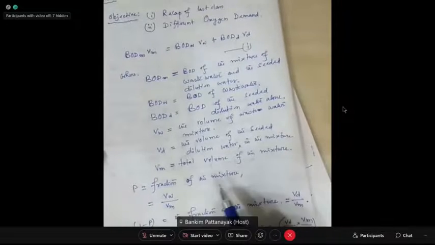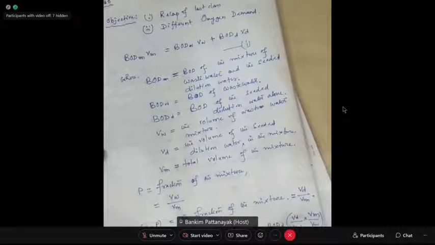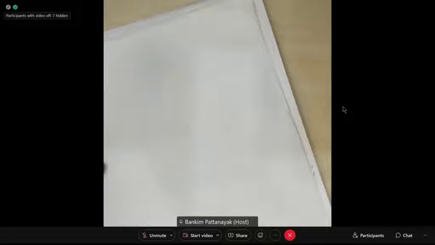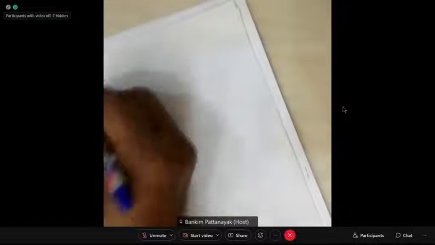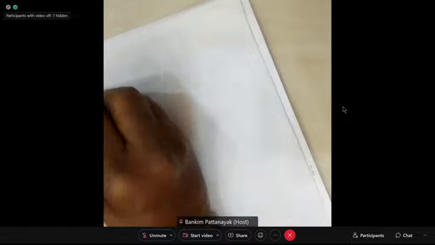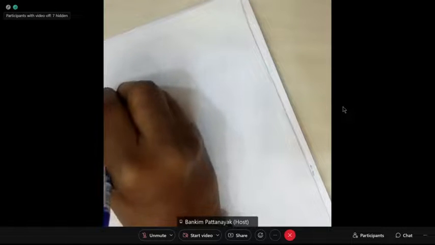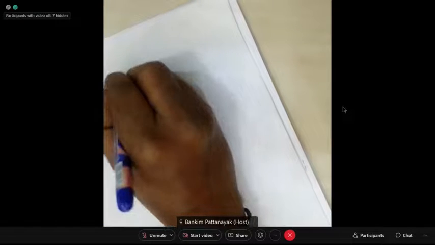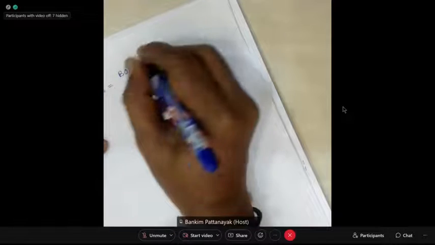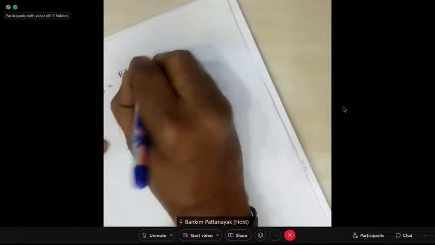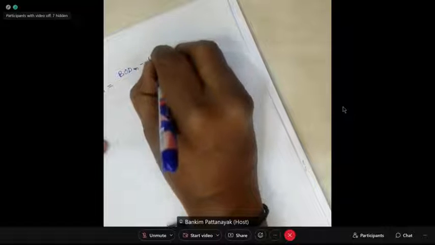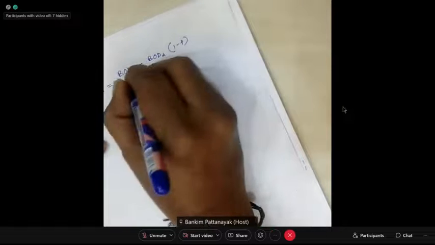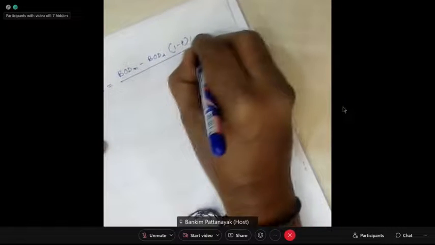now P is equal to V_W by V_M, and we have already found out that 1 minus P is equal to V_D by V_M. So from there we can write BOD_W is equal to BOD_M minus BOD_D into 1 minus P, divided by P.